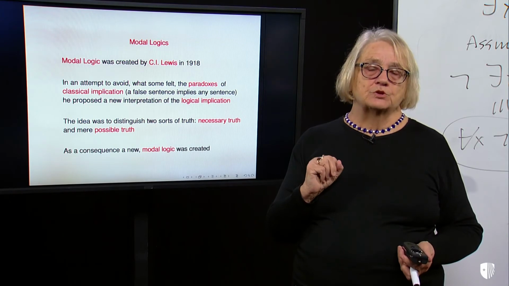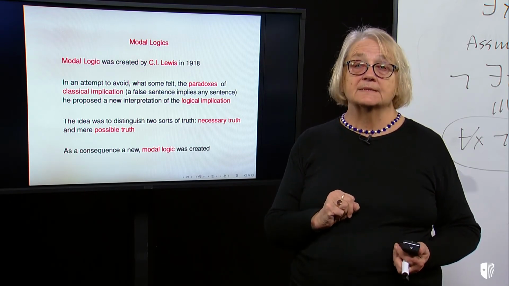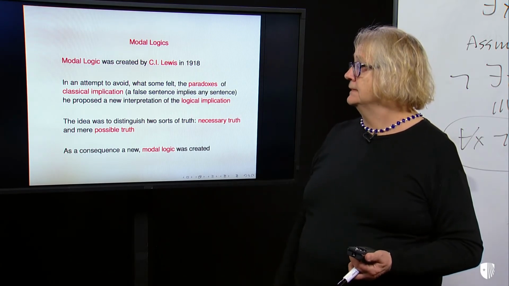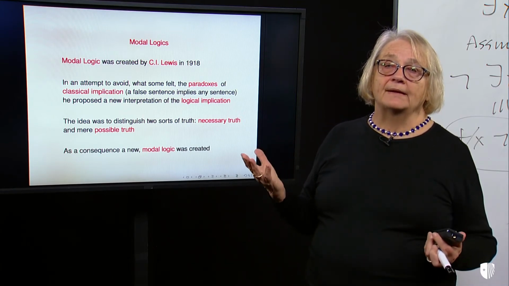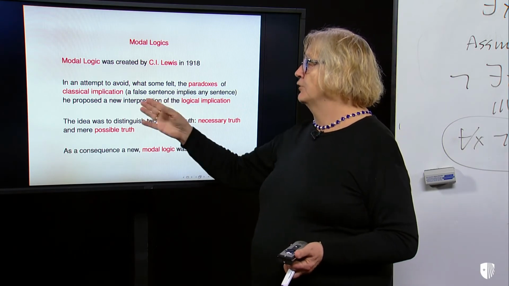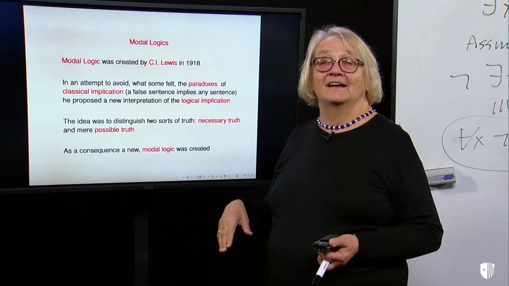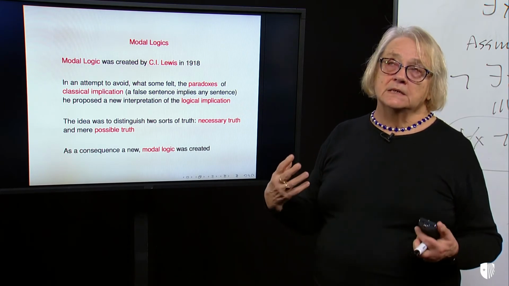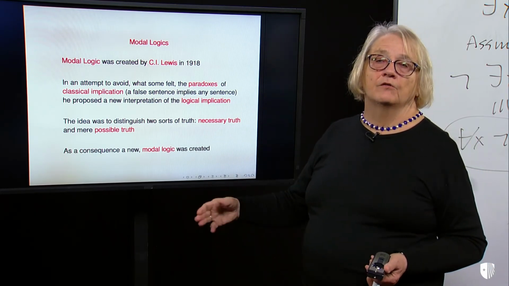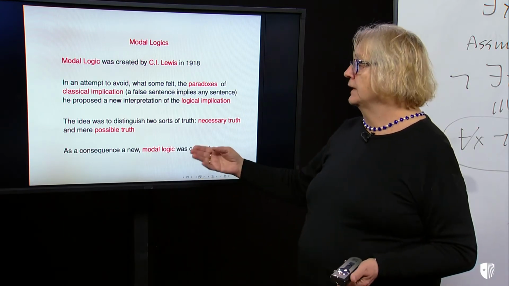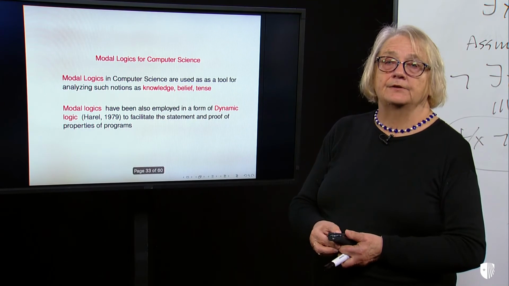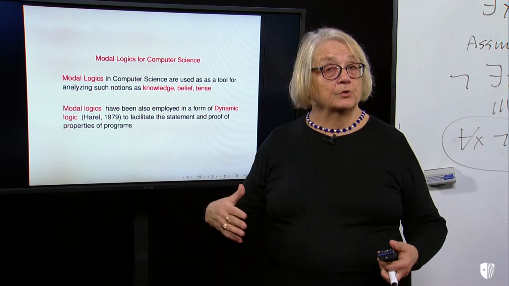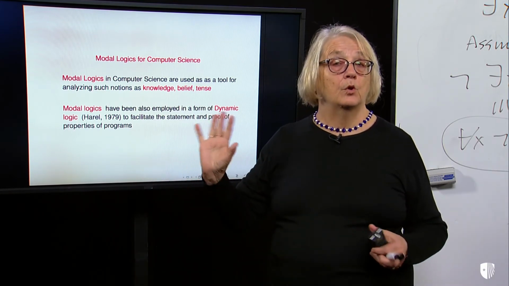Now, the other logics which play a very important part in computer science are modal logics. They were created in 1918 by Lewis, to avoid the paradoxes of classical implication: a false sentence implies any sentence. He proposed a new interpretation of logical implication, and his idea was to distinguish necessary truth from possible truth. That was called modal logic. We have a whole chapter about modal logic, and also a chapter about intuitionistic logic, so we'll go in depth into that.